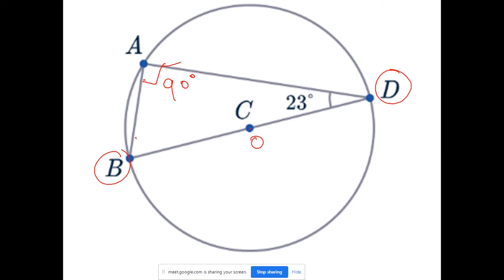A is 90. So you can find out B also because two angles are given. So A plus B plus D would be 180. So B would be 180 minus 90 minus 23, that is 90 minus 23. 10 minus 3 is 7, and 8 minus 2 is 6, so 67 degrees. Yes, you're right.